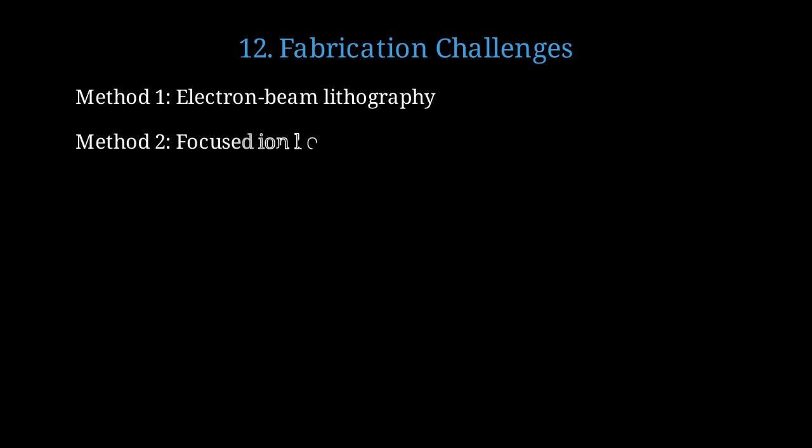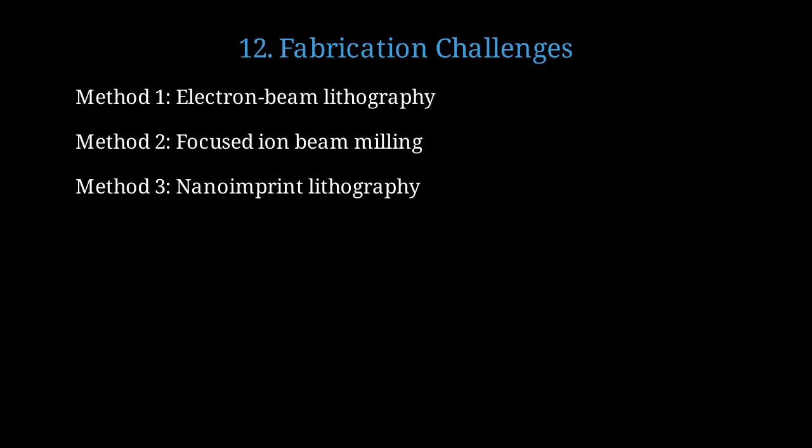Creating these structures requires cutting-edge nanofabrication technology. Electron beam lithography can write patterns with 10 nanometer resolution, but is slow and expensive. Focused ion beam milling sculpts structures directly, but is even slower, good for prototypes only. Nano-imprint lithography stamps patterns repeatedly, offering better throughput for production.